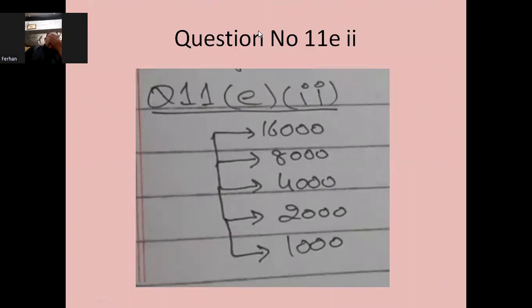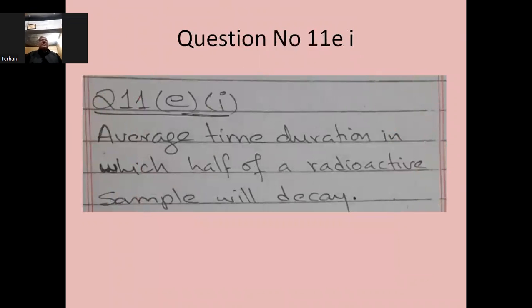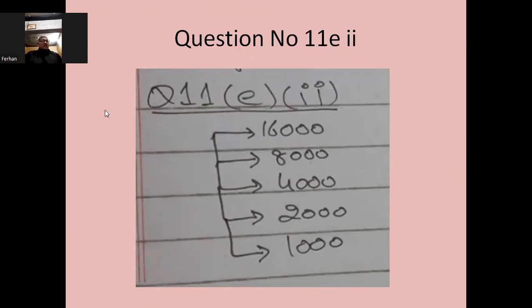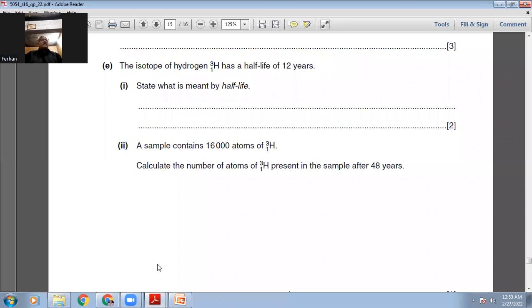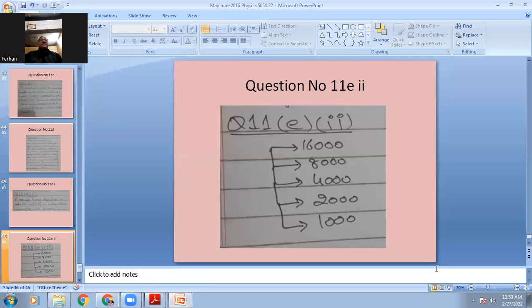The half-life is 12 years, and the total time passed is 48 years. So during this duration, how many half-lives have passed? 48 divided by 12, and that will be 4. Let me show you. Years, okay.